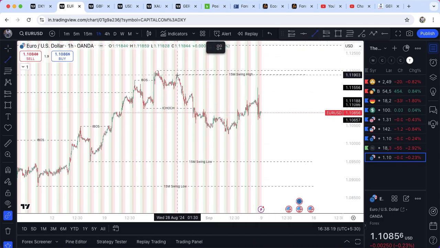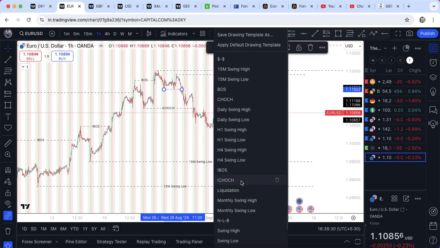Okay, this low put in this high and came to break it. This is an internal change of character. Let me just mark it out for you guys to comprehend what I'm trying to do.